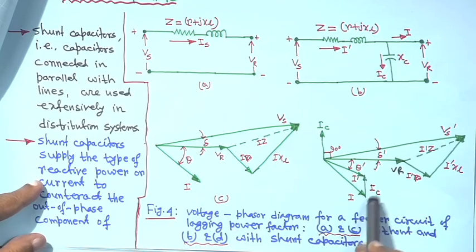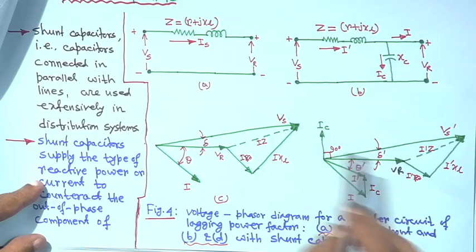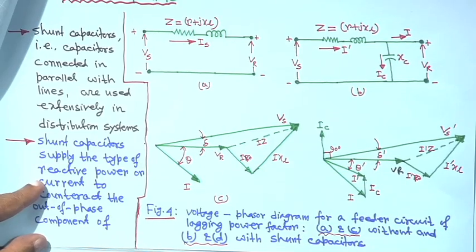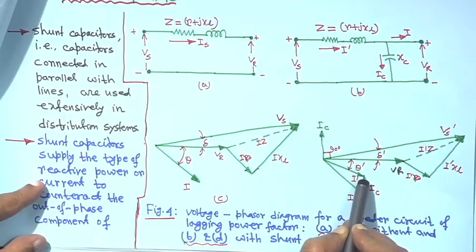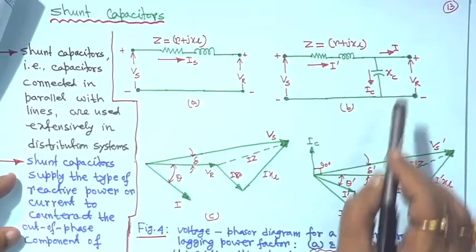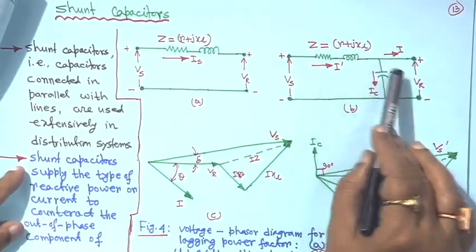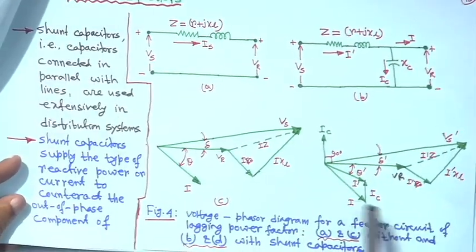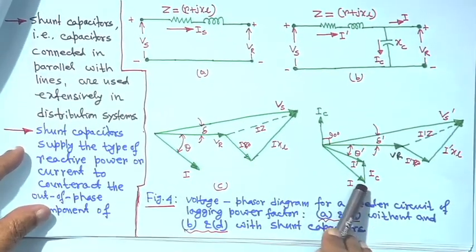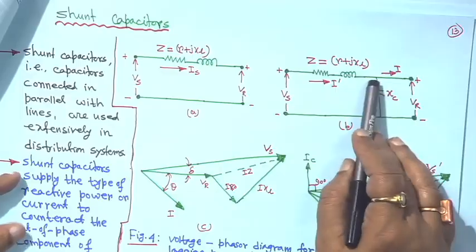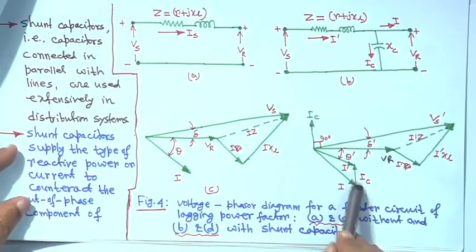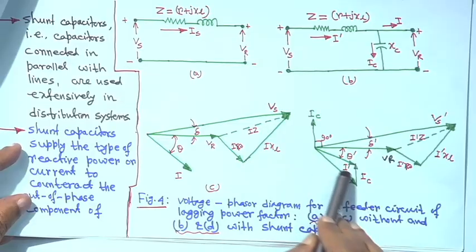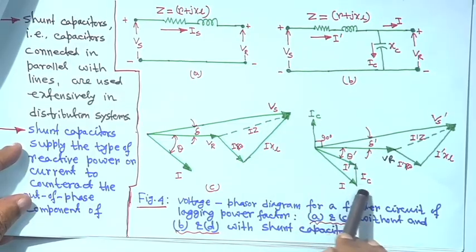Now, the capacitor current IC is making a 90 degree angle with this one, so the phasor from this side will move like this. This is IC, and finally it is coming to I dash, right. Because I dash is equal to I plus IC. Here if you apply Kirchhoff's first law, I dash will be I plus IC. If you look at this phasor diagram, I dash is equal to I plus IC.